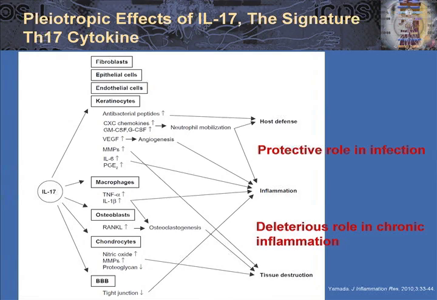hyper-IgE syndrome. Well, IL-17 is a pleiotropic cytokine and is the signature Th17 cytokine. There are actually multiple IL-17 family members that, just for simplicity reasons, I won't get into, which may have overlapping as well as unique functions.